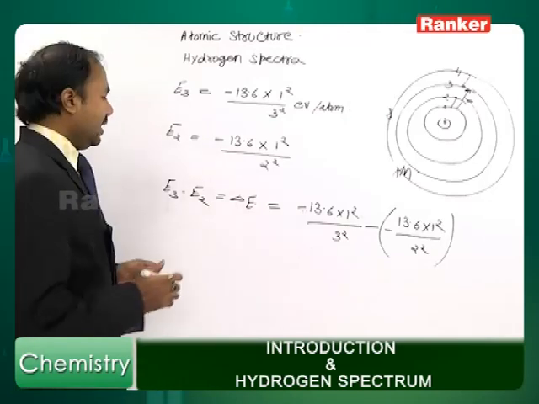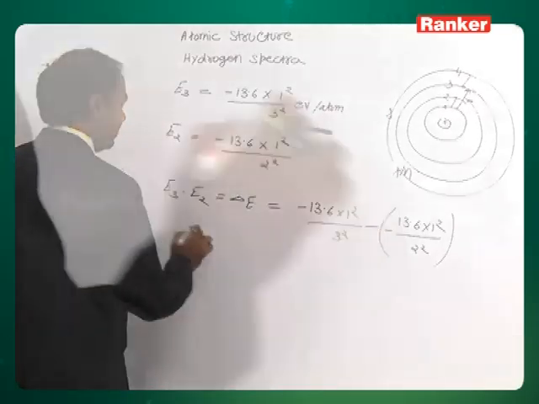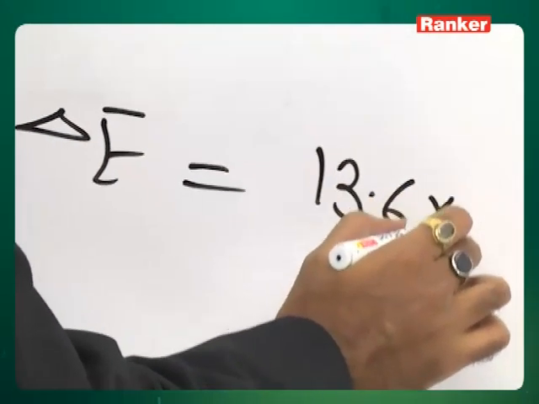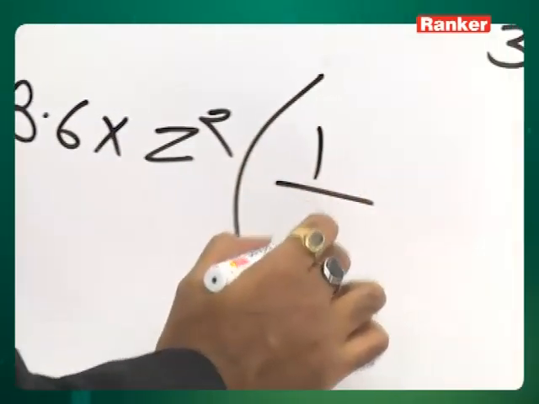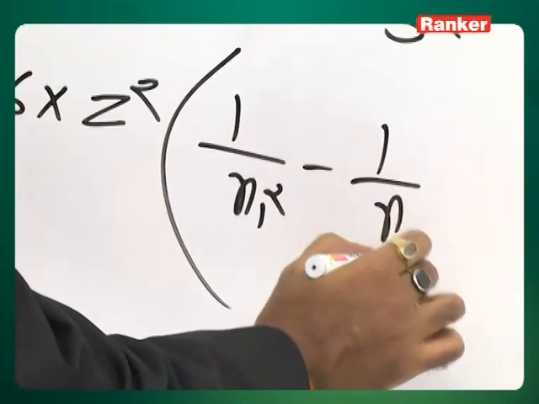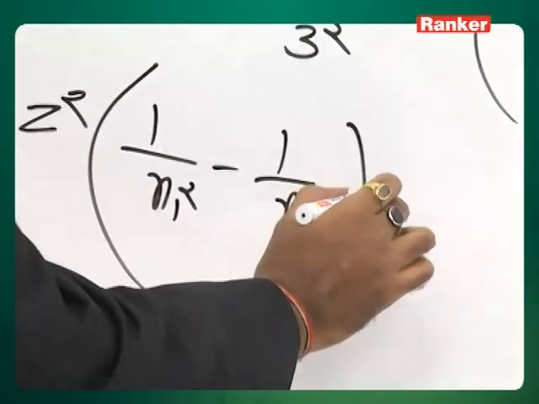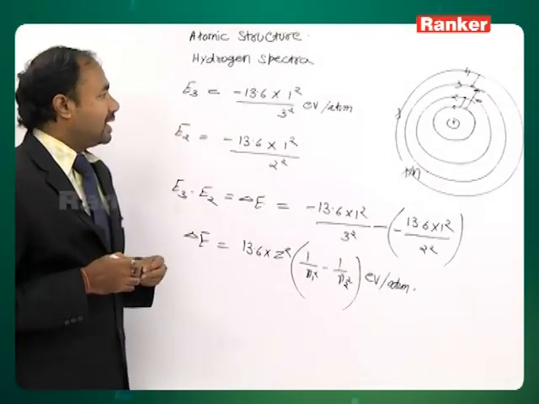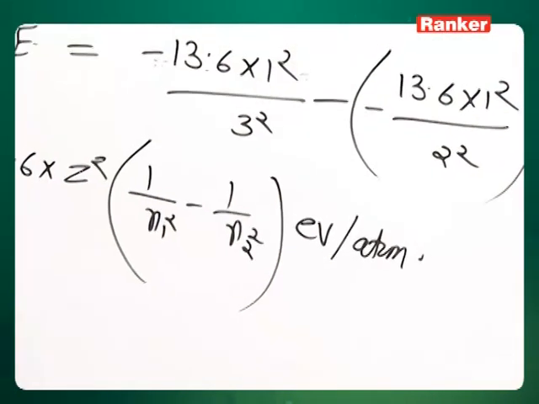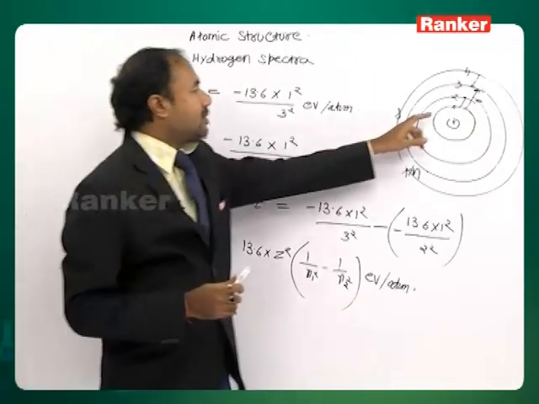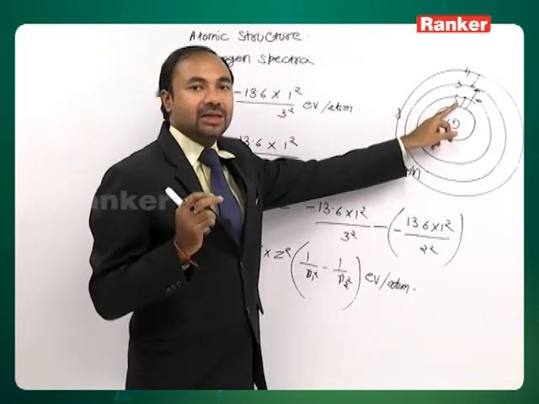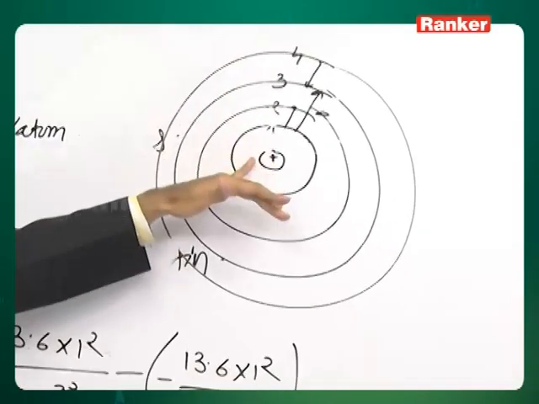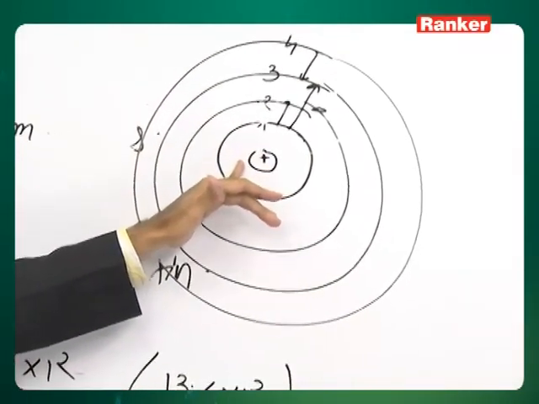Actually we can simplify this formula by simply using that the energy emitted or absorbed is equal to 13.6 into Z squared into 1 by n1 squared minus 1 by n2 squared, and again this energy will be in electron volts per atom only. Remember one thing, this formula can be used to calculate energy emitted or absorbed both. If the electron goes from a lower level to a higher level, at that time the difference amount of energy will be absorbed. If the electron comes from a higher level to a lower level, at that time the difference amount of energy will be given out by the electron.